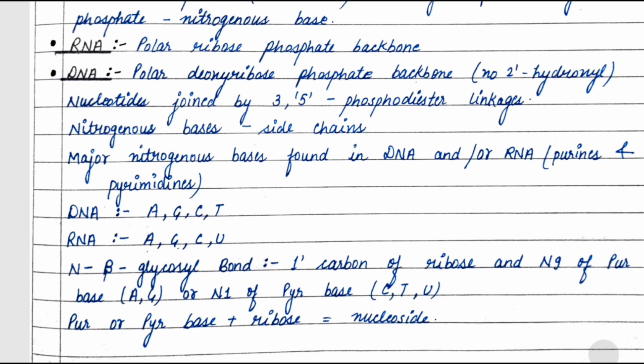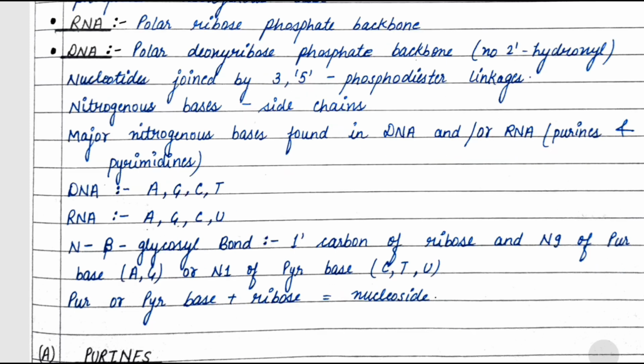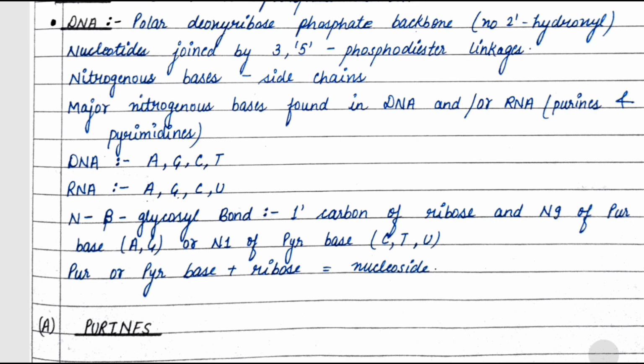And do you know what nucleotides are? Basically, nucleotides are genetic material. A nucleotide is composed of a nucleoside and phosphoric acid. Second, the major nitrogenous bases. Nitrogenous bases found in DNA or RNA are purines and pyrimidines. In DNA it is A, G, C, T, meaning adenine, guanine, cytosine, thymine.